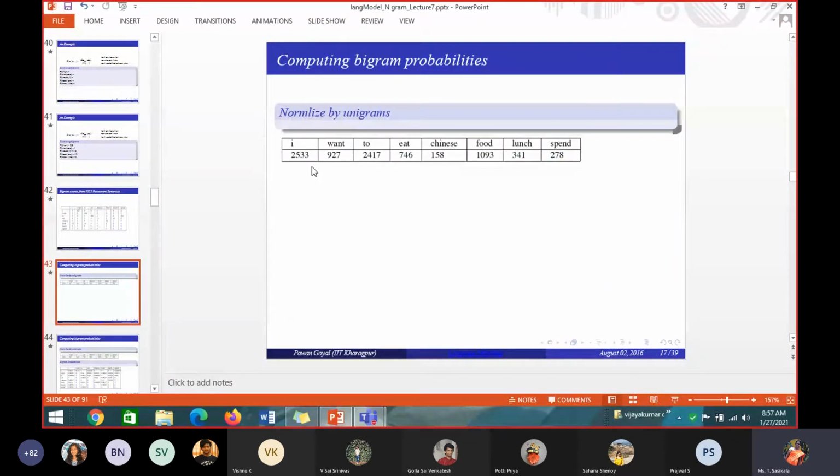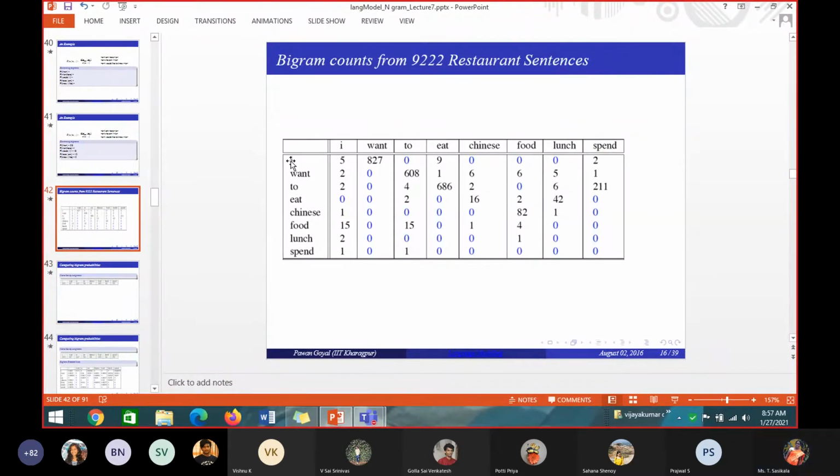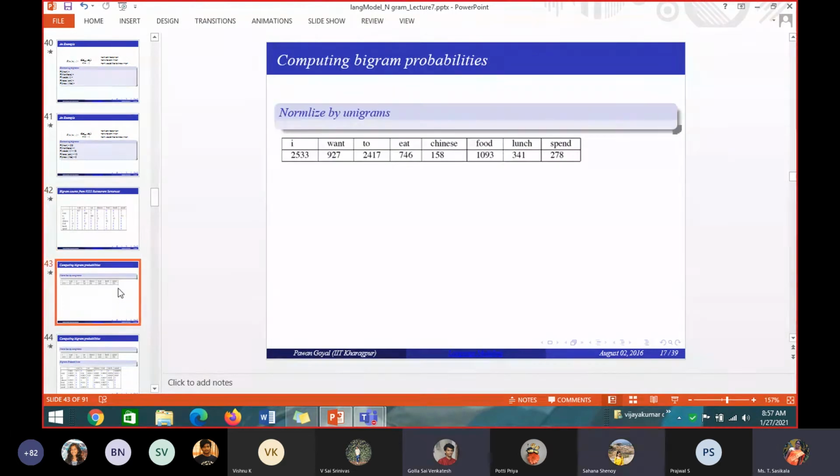I and I probability. Count I have given, right? You know the count, right? Bigram count. I and I how many times occurring? 5 times. Divided by I alone occurring, unigram, 2,533. So what is the probability? 5 by 2,533. You tell me the exact probability. 0.00197. So they have rounded as 0.002.